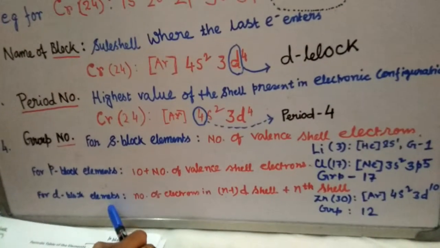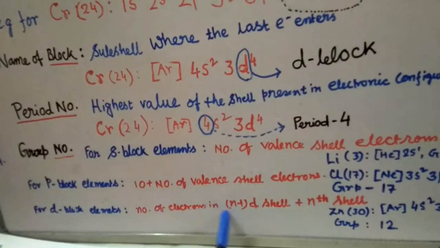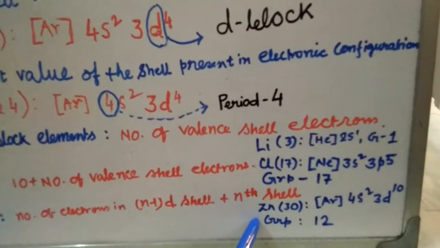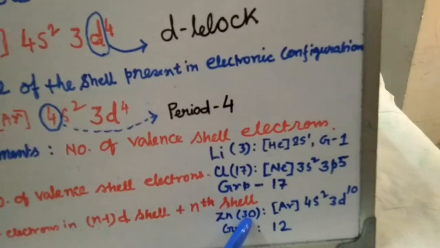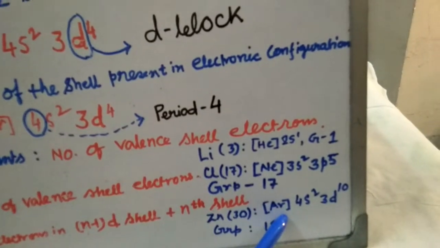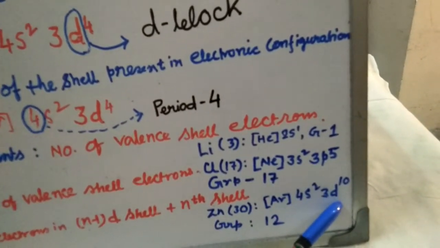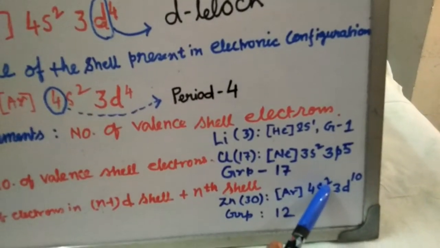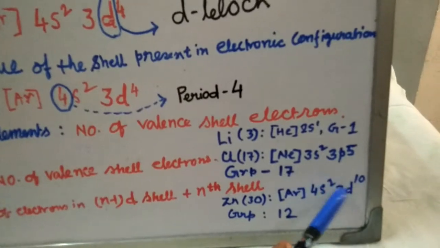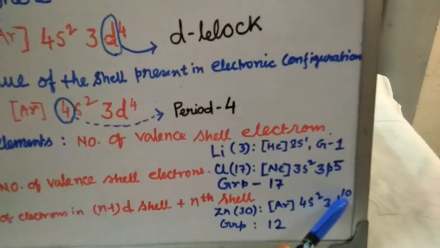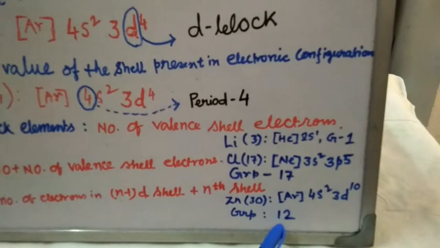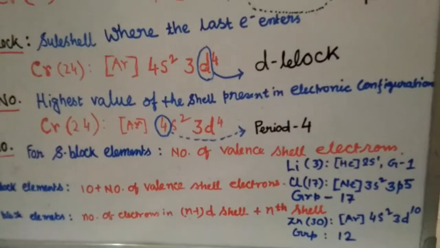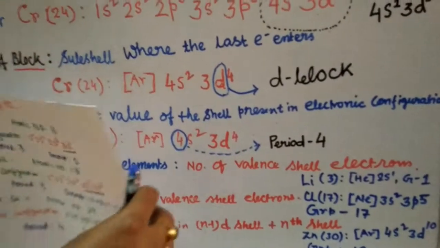Now for a d block element, it is the number of electrons in the (n-1)d shell plus the nth shell. Let us consider zinc. Zinc has atomic number 30 and its electronic configuration is argon, then 4s2, 3d10. So what will be its group number? In the nth shell the number of electrons is 2 and in the (n-1)d shell the number of electrons is 10. So the group number will be 10 plus 2, that is 12. So these are the rules to determine the position of any element in the periodic table.